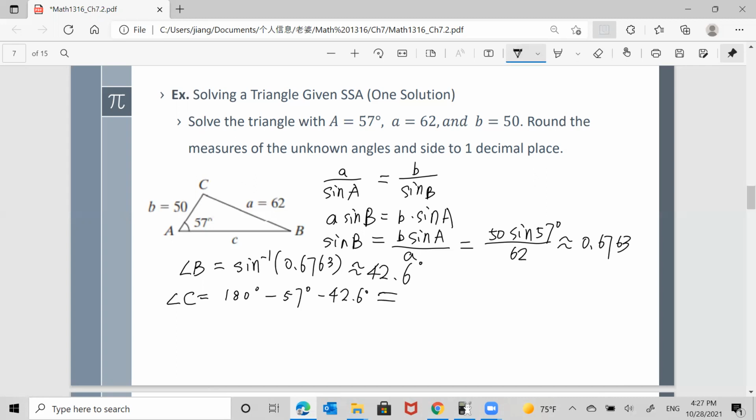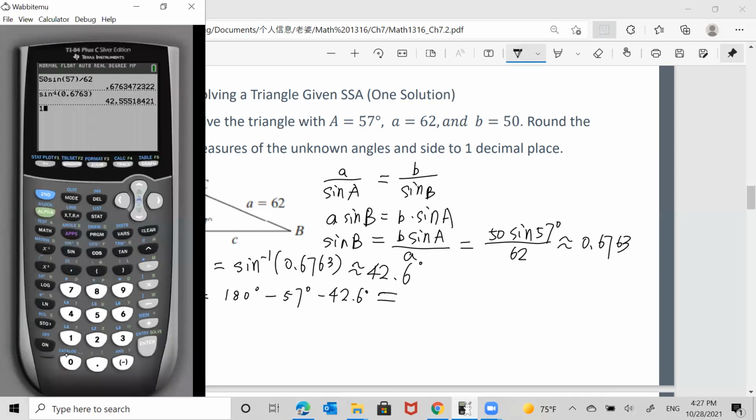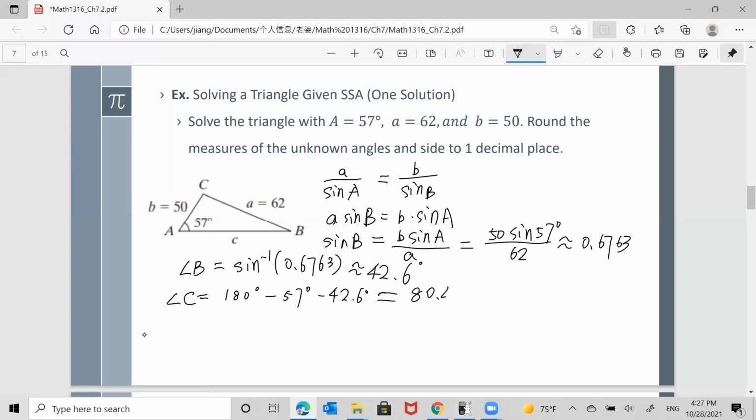It's about, so C, use a calculator, 180 minus 57 minus 42.6. That's 80.4 degrees. So we have the angle C. Can we find the length of C?